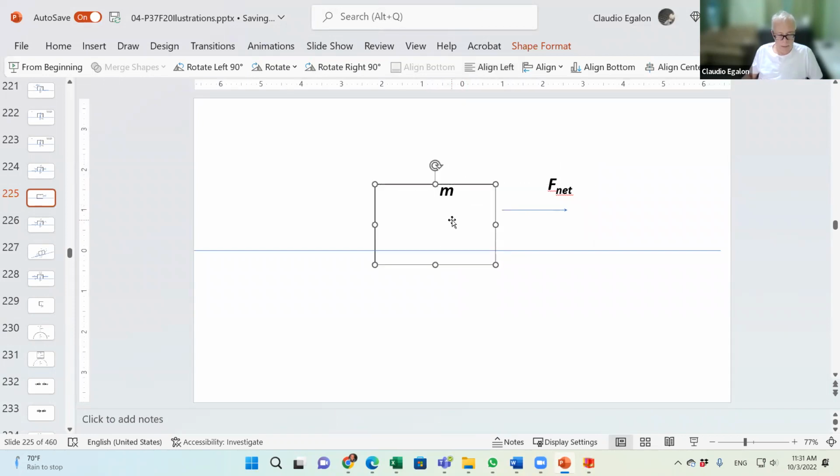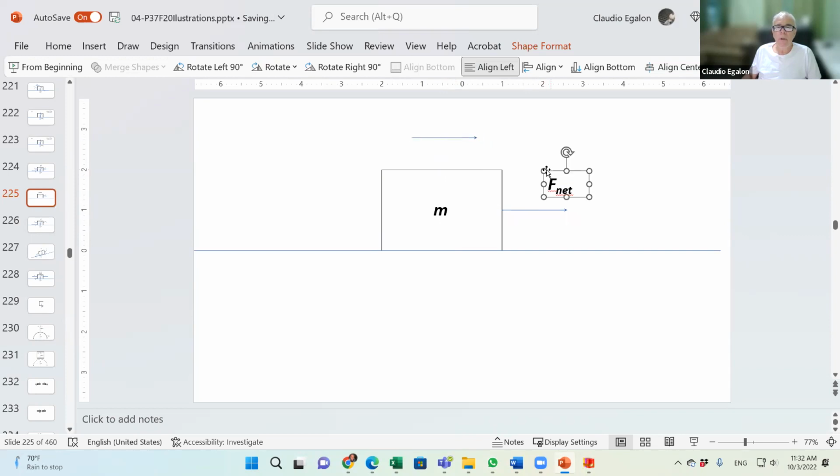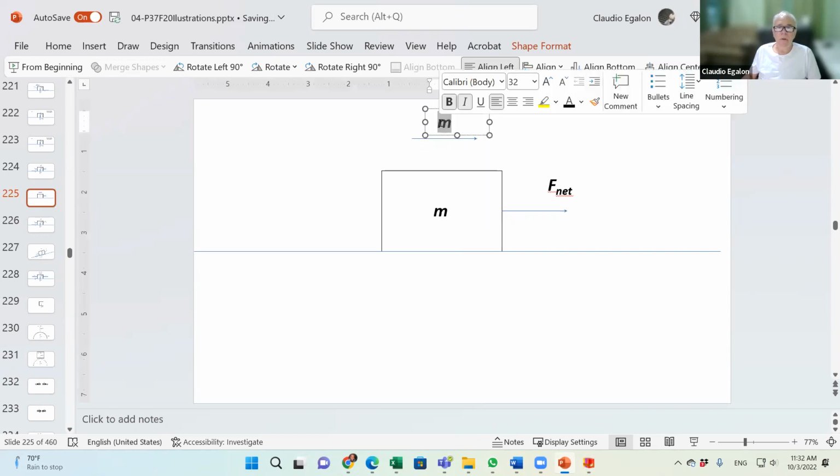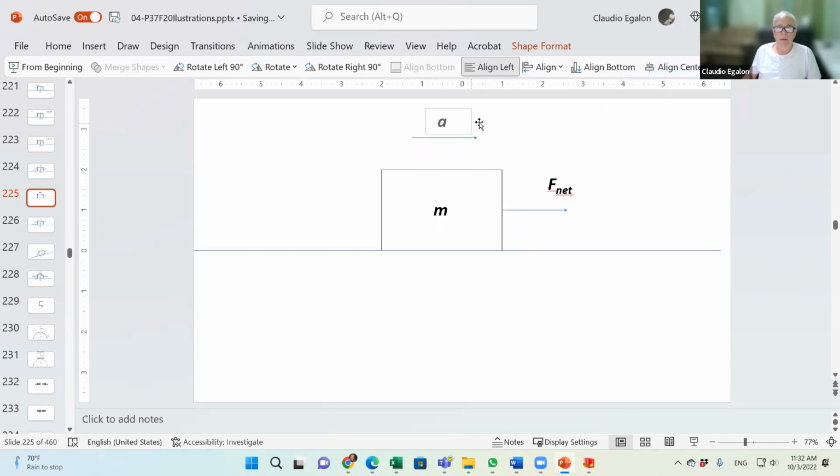Okay. And we also come up with another arrow here at the top of the object and put the symbol of the acceleration. So I'm showing that the acceleration of the object is in the same direction as the force. Okay? That's how we illustrate it. The acceleration has the same direction as the net force.